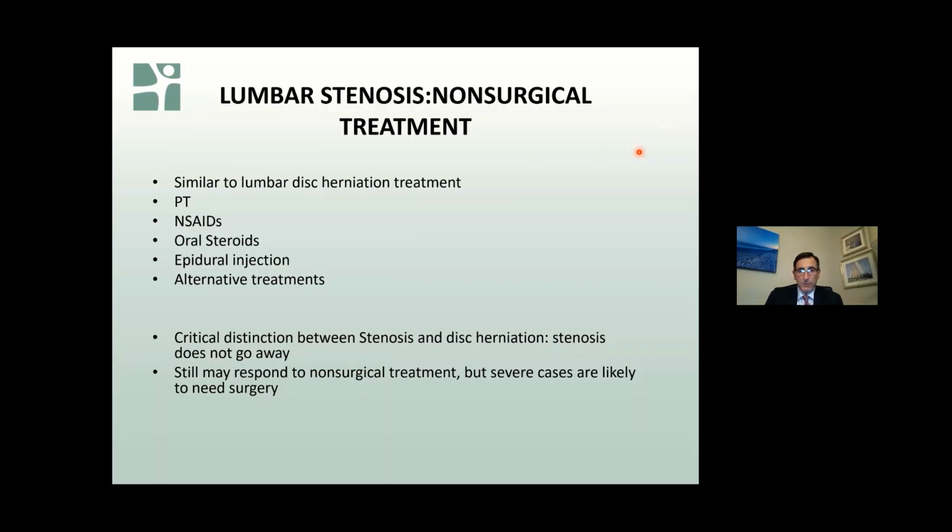That doesn't mean you can't respond to treatment. So, if you have stenosis and you go to PT, you may get better, but it's less likely to be effective. And if you have more severe stenosis, you're much more likely to need surgery than if you had a lumbar disc herniation.